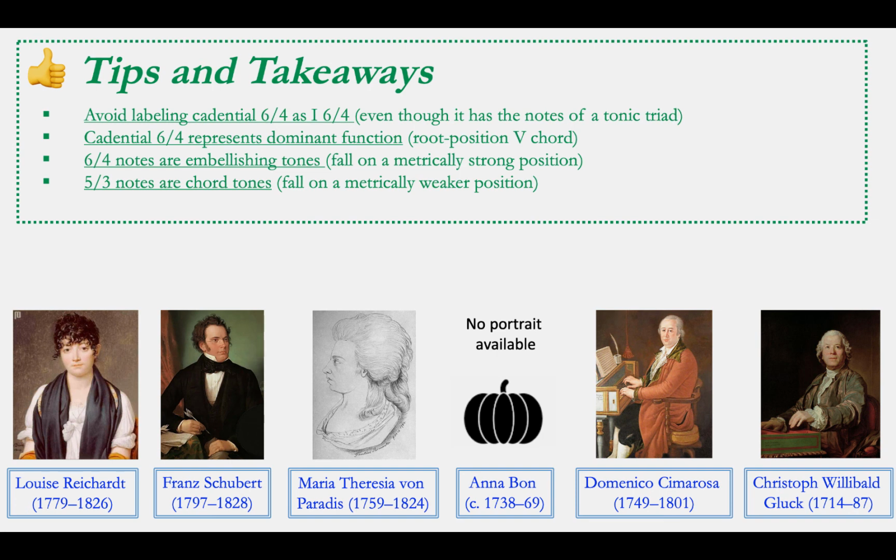How do they function? Point number 2. Cadential 6-4 represents the dominant function. They represent a root position dominant chord, embellished with a 6th and a 4th above the bass. The 6th and the 4th, the 6-4 notes, are embellishing tones. They fall on a metrically strong position, so they could be suspensions, appoggiaturas, accented passing tones, some type of strong beat dissonance. And they move down by step to a 5 and a 3, 6 to 5, 4 to 3, or cadential 6-4 to 5-3 for a root position chord.